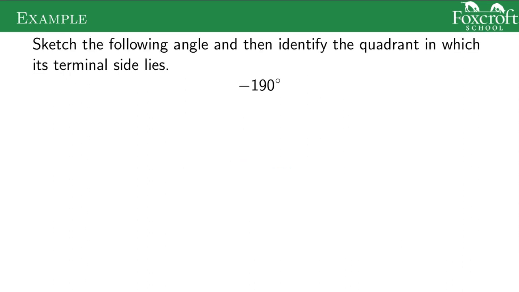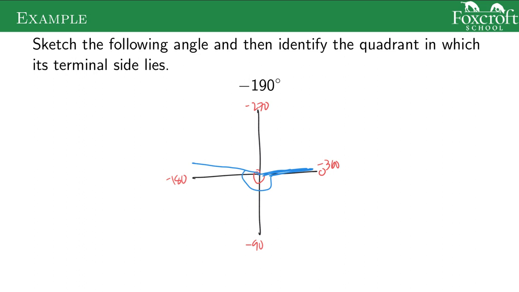All right, negative 190. We're going in the negative direction, so we're going to rotate clockwise. So this is negative 90, negative 180, negative 270, negative 360. And negative 190 is between 180 and 270. It's pretty close to 180, so it looks something like this. So I rotated from my starting point to over there. That's negative 190 degrees, and that's in quadrant 2.